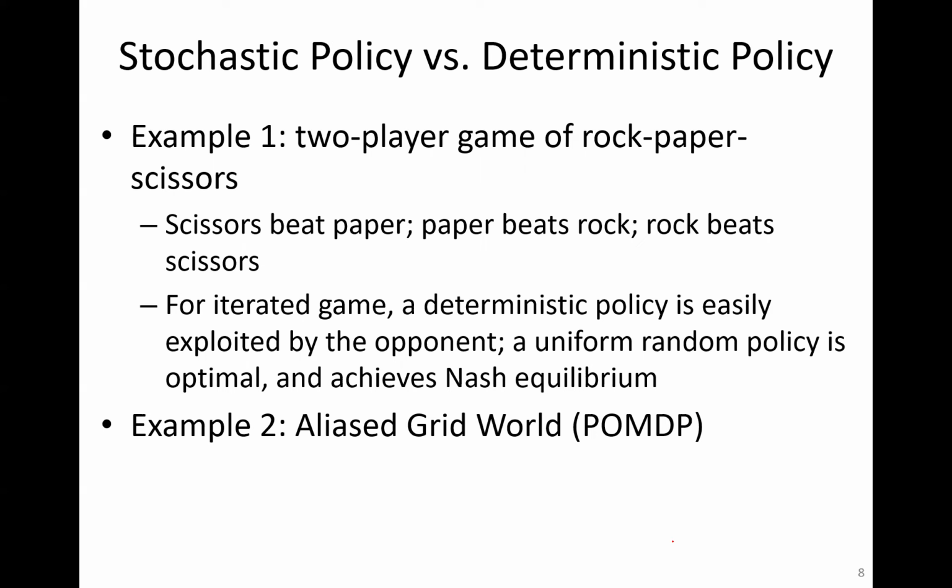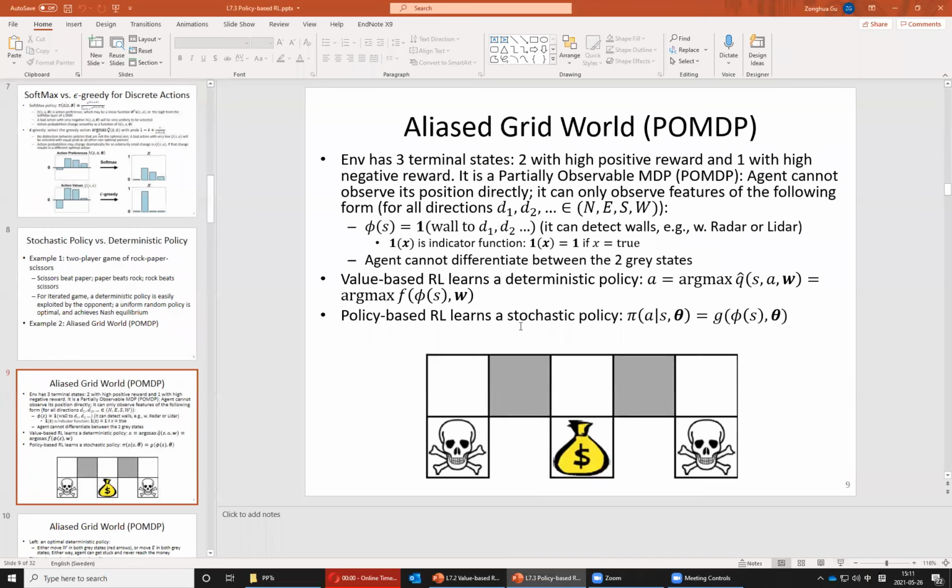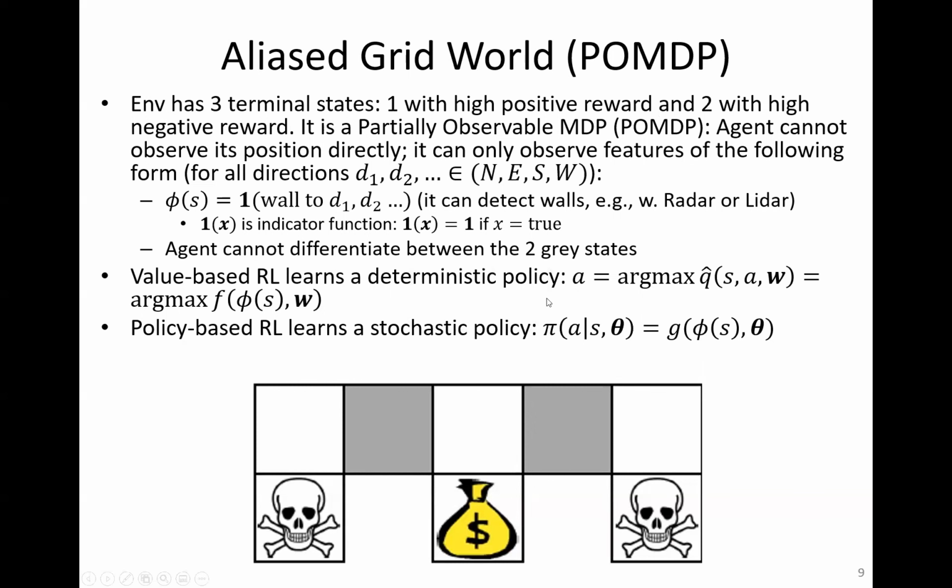So another example is the aliased gridworld example, to illustrate the benefits of having a stochastic policy. So here's the environment. It has three terminal states: one with a high positive reward, and two with a high negative reward. So this is the positive reward, and these two are the negative rewards.